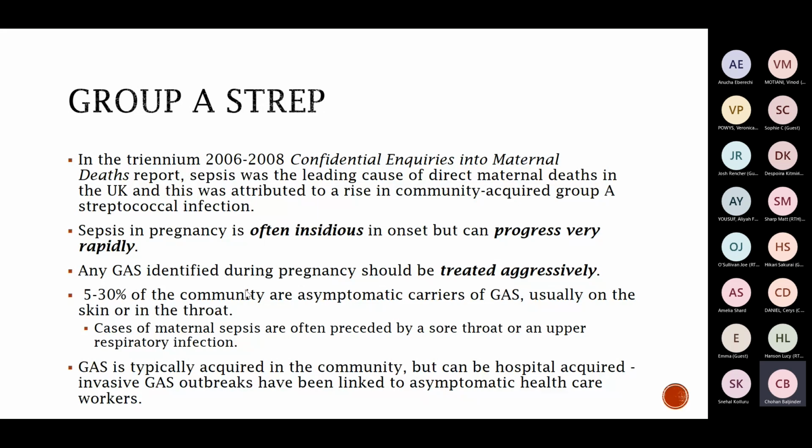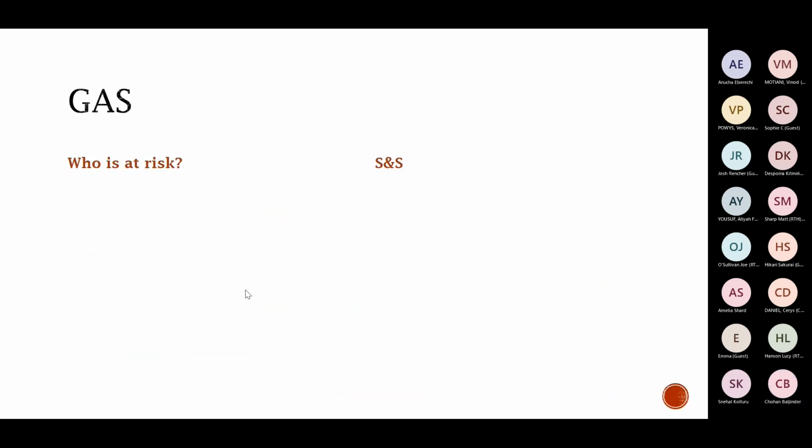Who's at risk for group A strep? So we've already said about the sore throat, and you've got upper respiratory tract infection. Well, I think, like you just said, anyone living with children who are going to school. Yeah. Or anyone of school age.